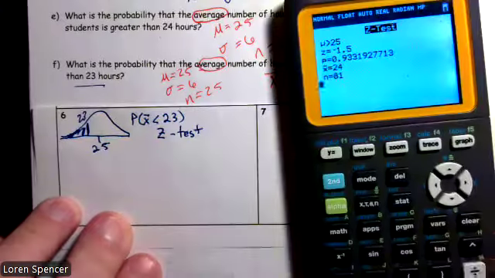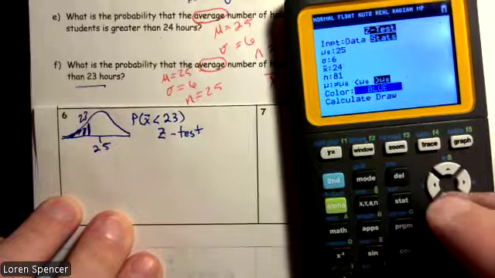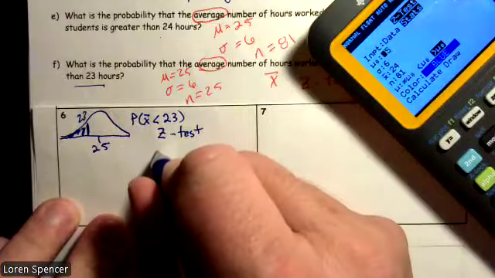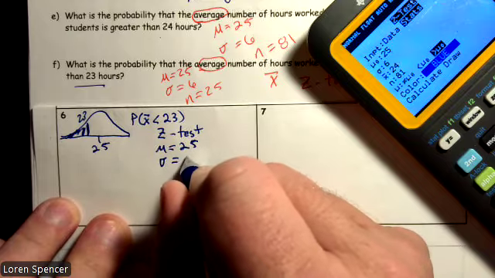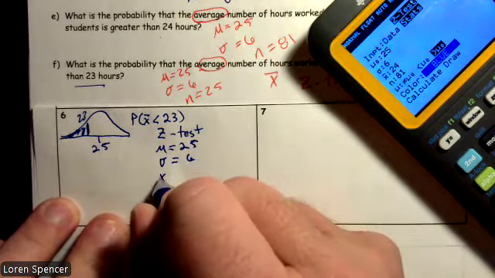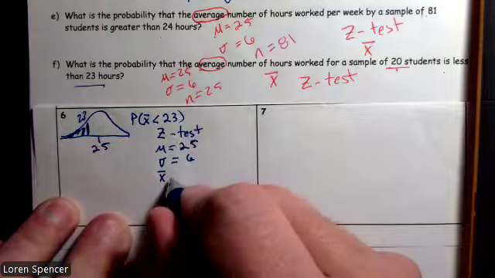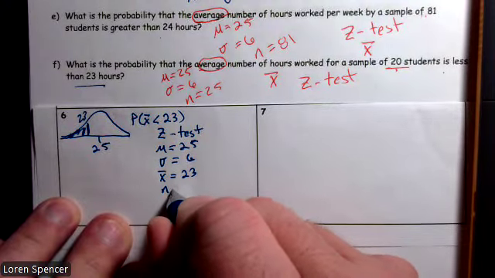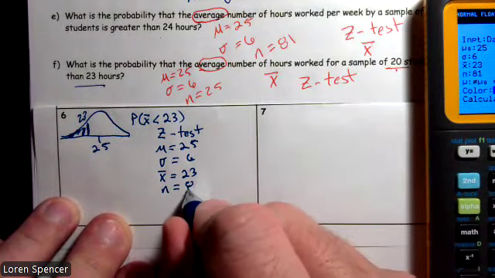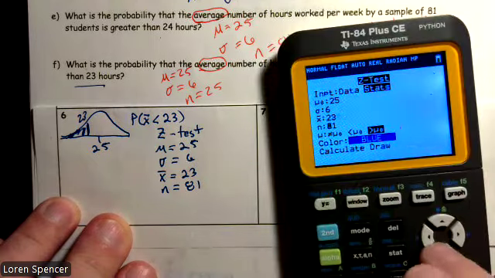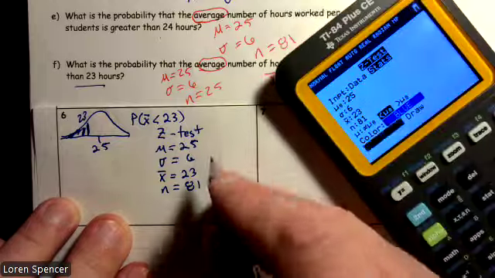We go to the calculator to get the order. Stat test z-test. First thing it asks for is the mean. So our mean is 25. The next thing it asks for is our standard deviation. Our standard deviation is 6. The next thing it asks for is our X bar. All right, so I need to change my X bar to 23. And then I have an N equal to 81. And I need to make sure that we have a less than because we shaded to the left.